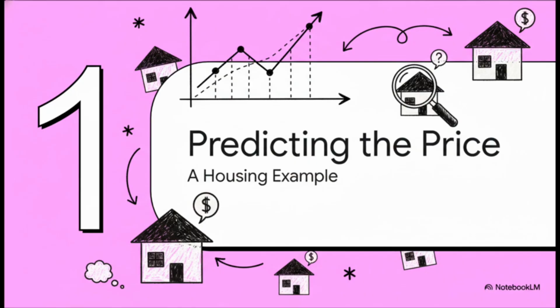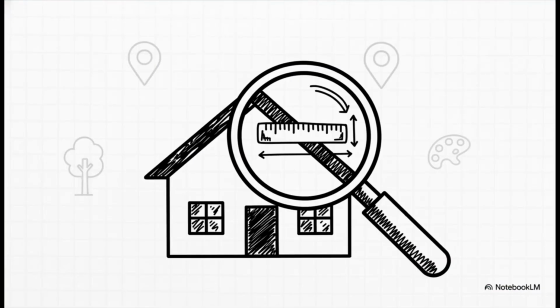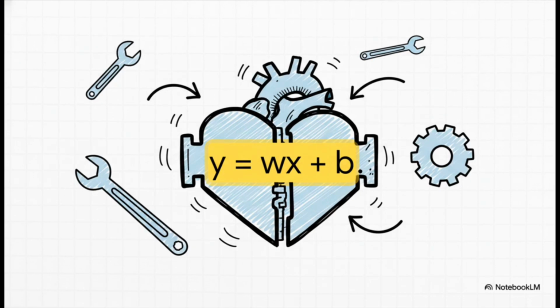To really get how linear regression works, we're going to build a model from the ground up, starting with just one single factor. To keep things simple at first, let's just ignore everything else, the location, the style, the fancy backyard, and let's focus on just one thing that we know is a huge deal: the size of the house in square feet. The tool we're going to use to do this is this simple but seriously powerful equation: y equals wx plus b. This little formula is basically the engine for our whole prediction, and it's the heart of what's called simple linear regression.